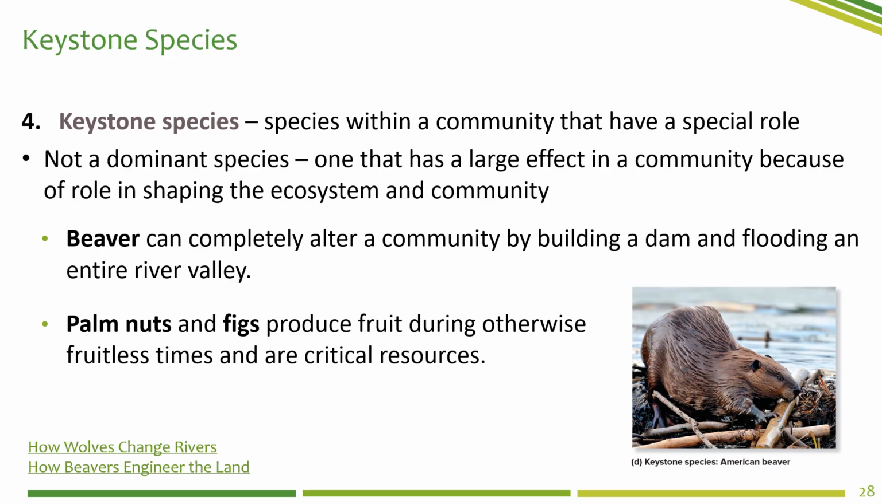Beavers are another example of a keystone species. Beavers are a really common example, and they're considered a keystone species because their dams can change the course of rivers, can change the course of streams. They can build ponds where there were not ponds before, divert water into areas where there wasn't water before. And so by building their dams, they can physically alter the landscape.